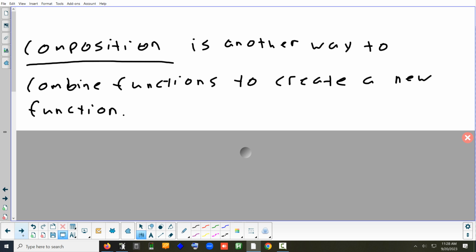Okay, so let's look at composition. Composition is when we take functions and we combine them together in a little bit different way.